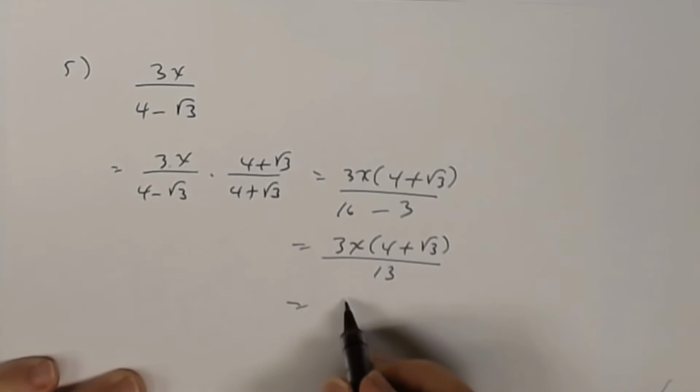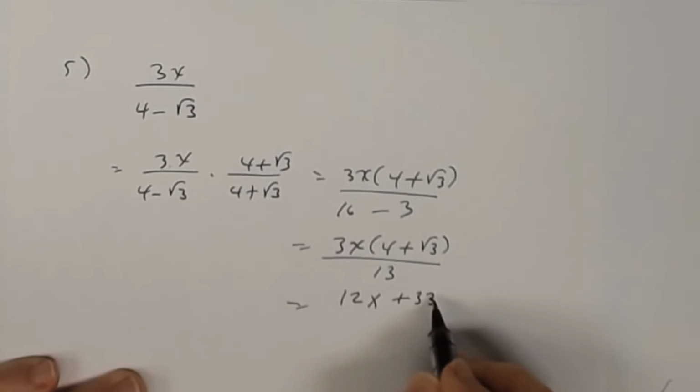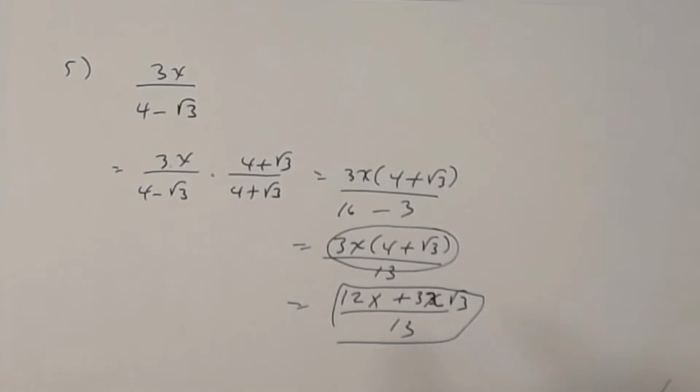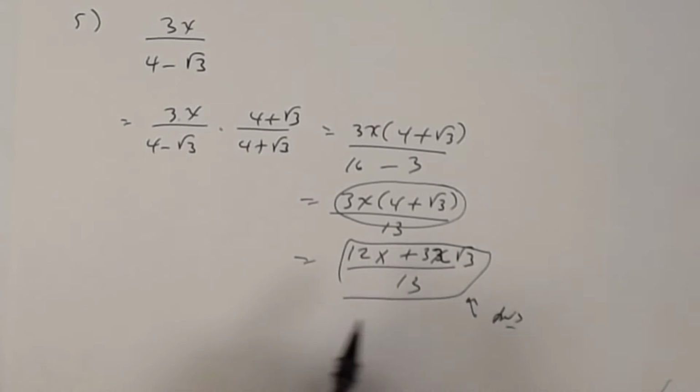So 3x times 4 is 12x, and then 3x times the square root of 3 is 3x square root of 3 divided by 13. Okay? And if you left it like this, I'd be okay with that, but this is probably what you would see as the answer. Okay? So that would be the answer that you would see.